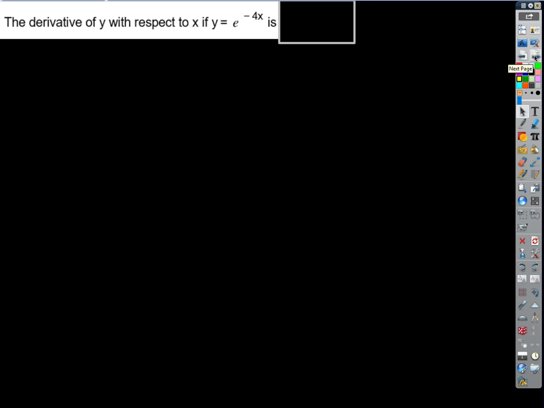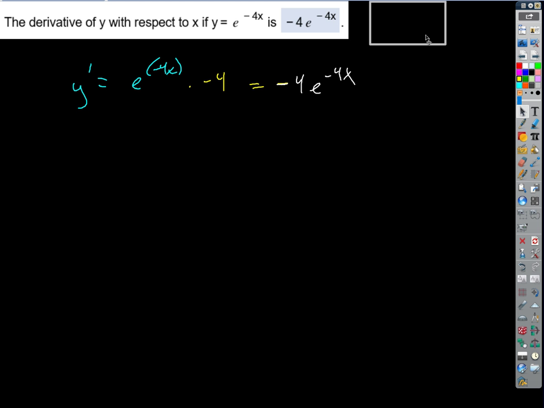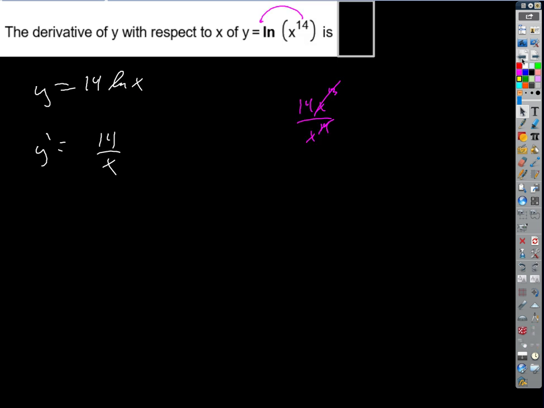Okay, what about this guy? What's the derivative of e to the u? Times u prime. Good. e to the u, u prime. So y prime would equal e to the minus 4x times derivative of what's inside, which would be our negative 4. So we write that as negative 4 e to the minus 4x. Good. Okay, so there we go. Well, I guess on that last one, there's the answer.